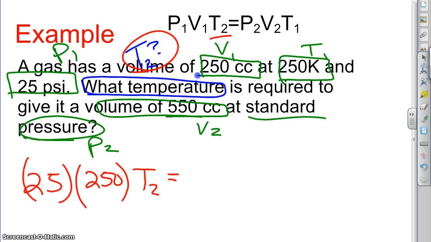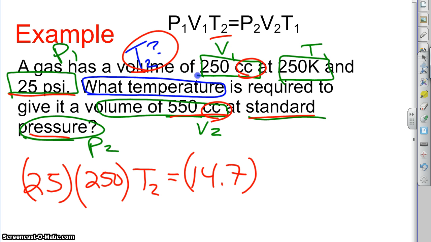Equals pressure at the end, which it says is standard, so we can use anything we want. Well, not really, because we need to make it match our earlier pressure, which was in psi. So what is standard in psi? That's 14.7. So that's P2. V2 is 550. We've got to check, is that the same unit as we used before? CC. Yes, it is. So even if you don't know what a CC is, you can still do this. It's a cubic centimeter. It's the same thing as a milliliter, but you don't even have to know that.